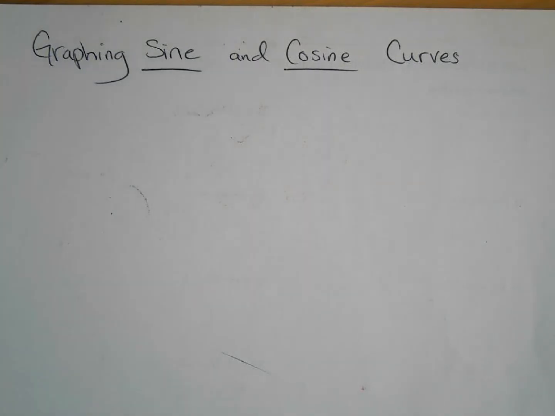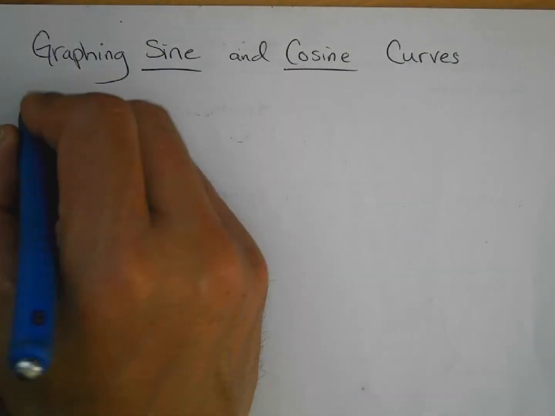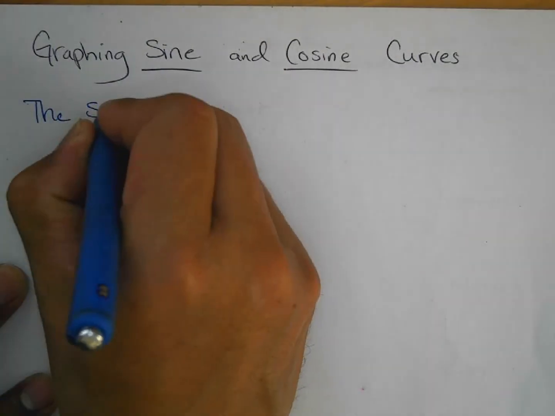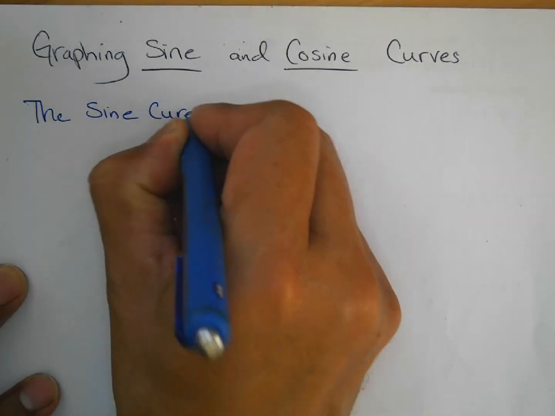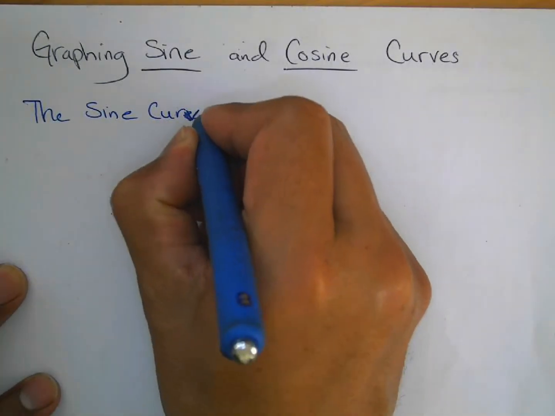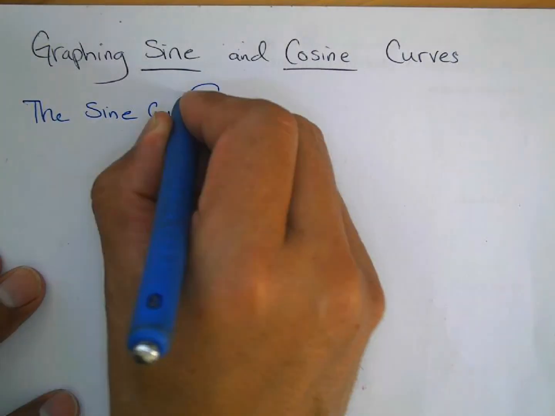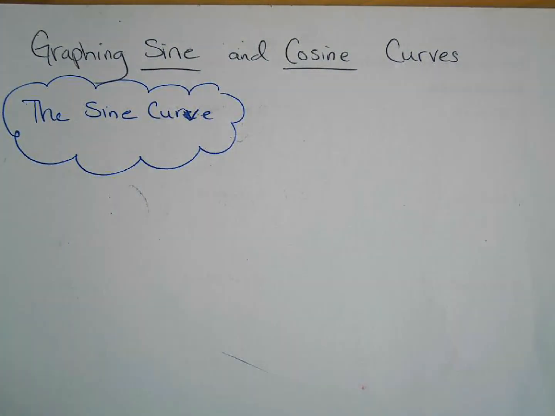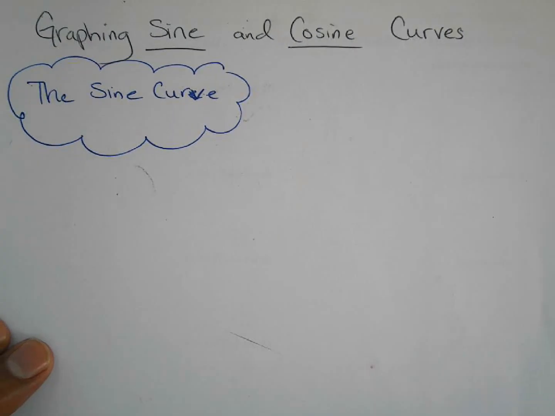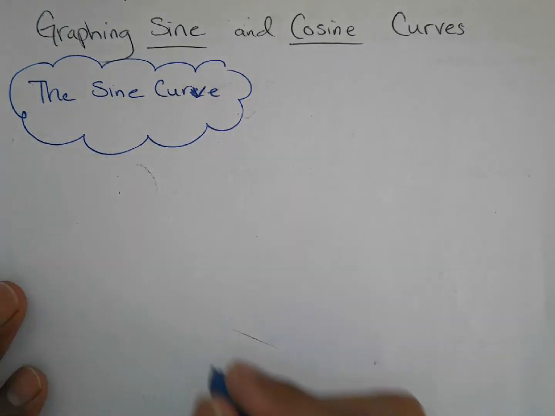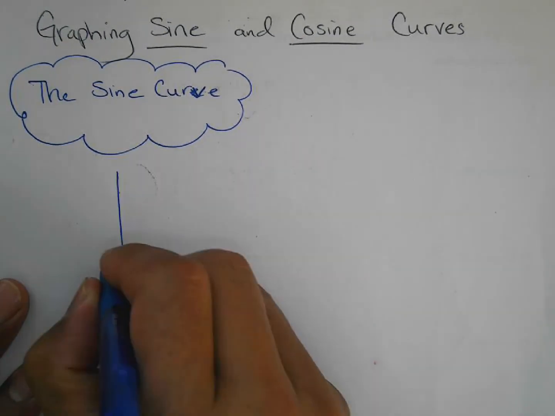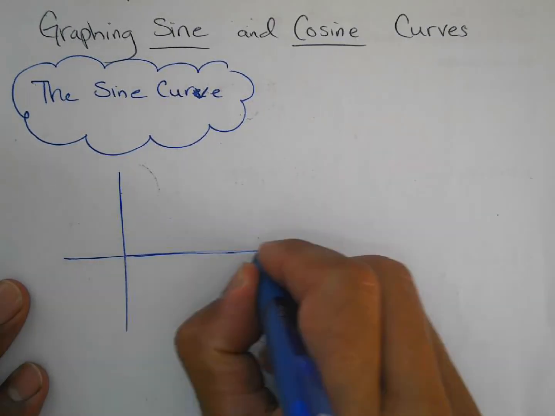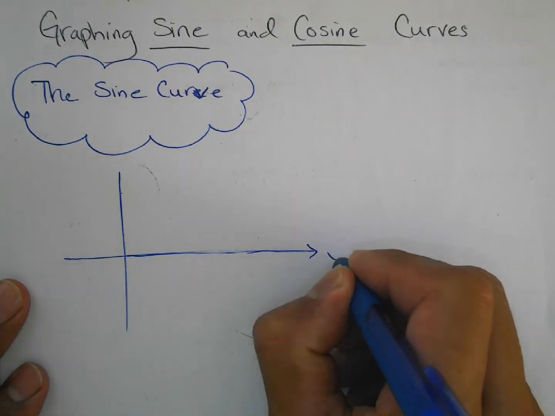Okay, so I've kind of been hinting at this. Let's look at the sine curve first. What are the characteristics of the sine curve? Well, we kind of have two of them. There's a positive sine curve and there's a negative sine curve. So let's look at the positive sine curve. I'm going to draw an x and a y axis here.